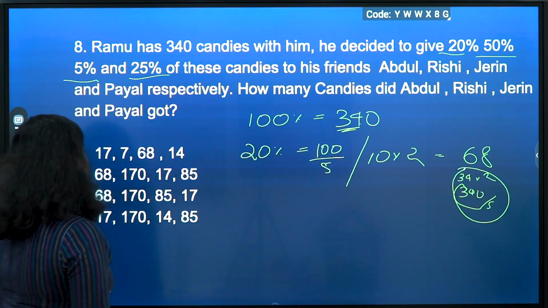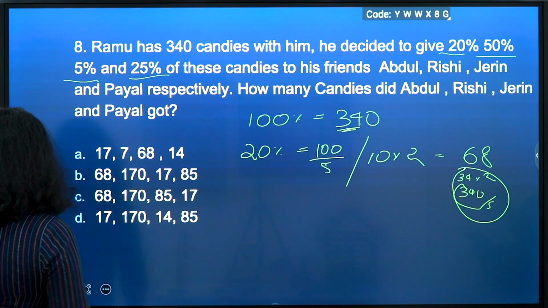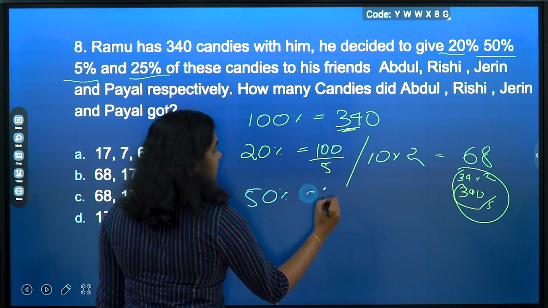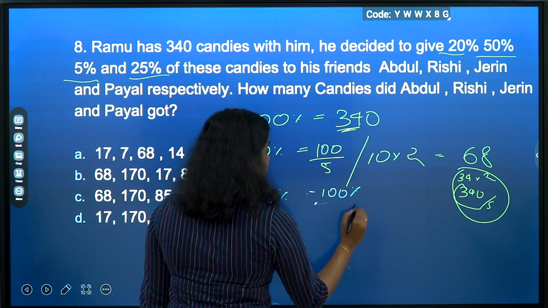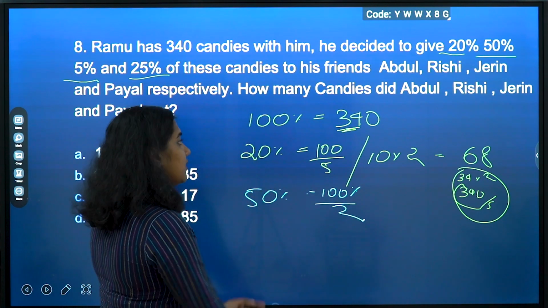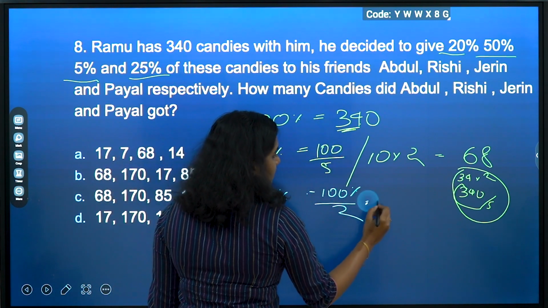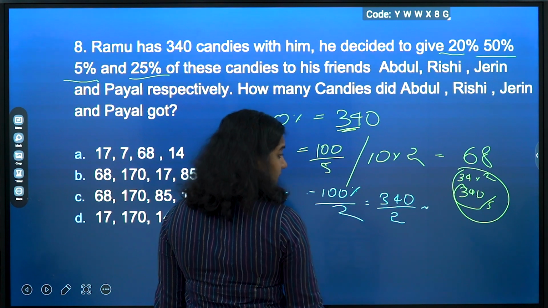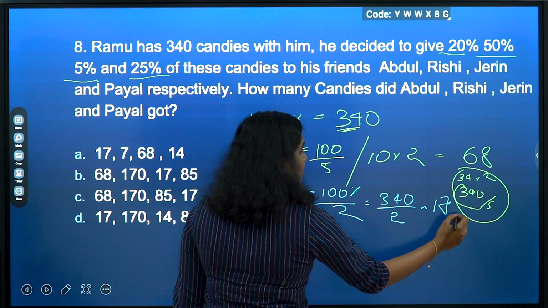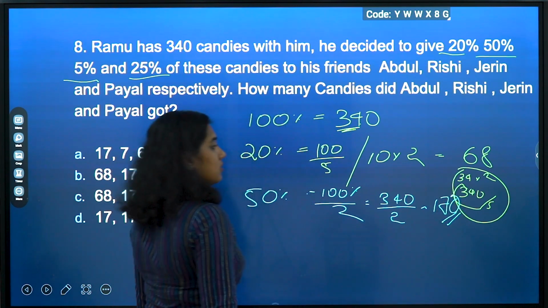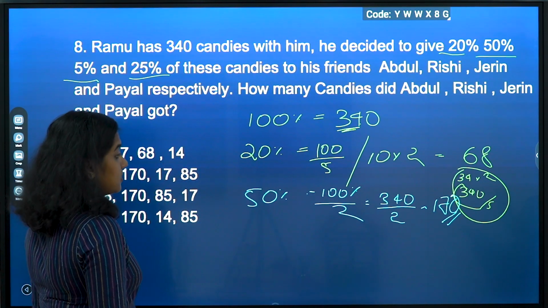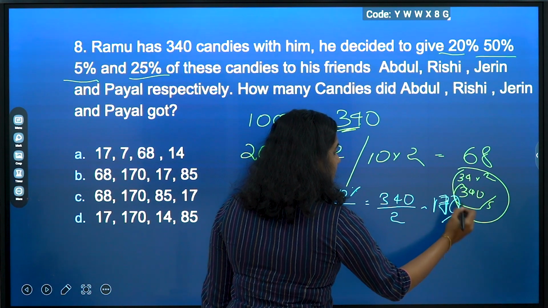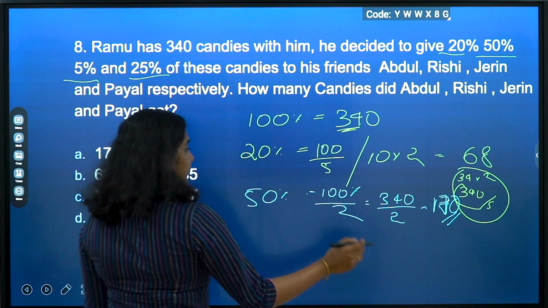Okay, 68. Now the next is 50%. So 50% means 100% by 2. So 100% by 2 means our 100% is 340, so 340 by 2 will give you 170. So 34 by 2 is 17. So add a 0, 170. Okay.